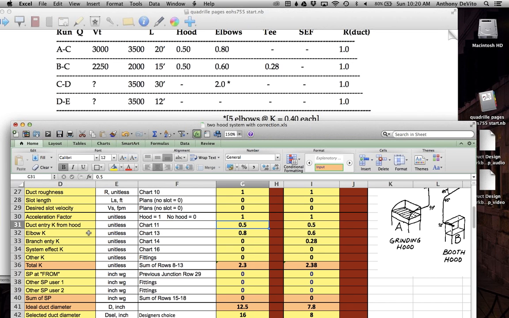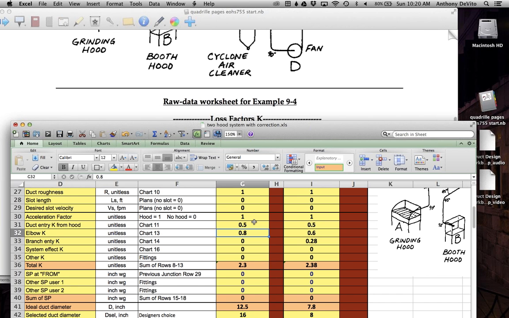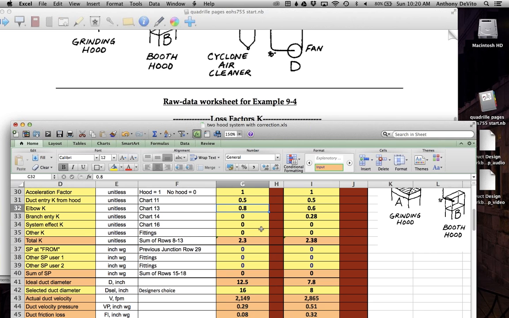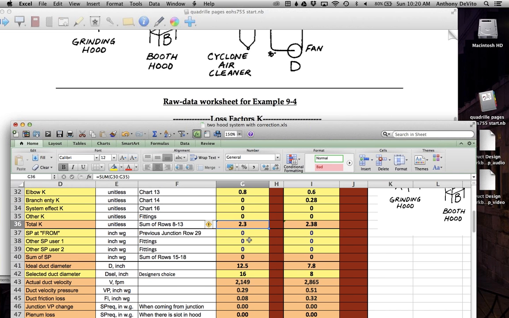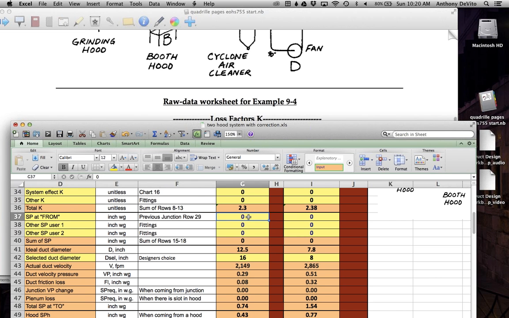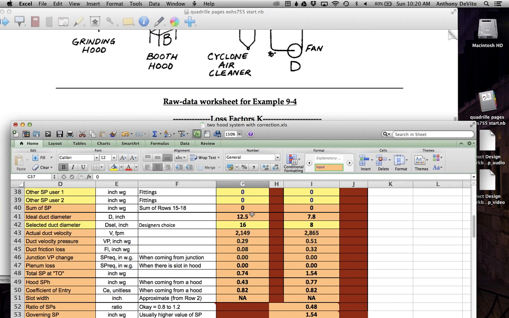How many elbows did we have? We had 2 elbows, I think, and they were both 0.4. So we put in a 0.8 for the elbow K, since there were 2 elbows and we have to account for both of them. Our branch entry, we don't have one. No system effect. So total K is 2.3. Actually, there is one that I'm missing, the filter, but it's not in this section. So up to C, we're fine. We got all the K values accounted for. Static pressure from is 0 because it's coming from outside the hood. The ideal duct diameter it's suggesting is 12.5 inches. So let's try 13 inch. If we use 13-inch duct, we would have an actual transport velocity of 3,255 feet per minute.